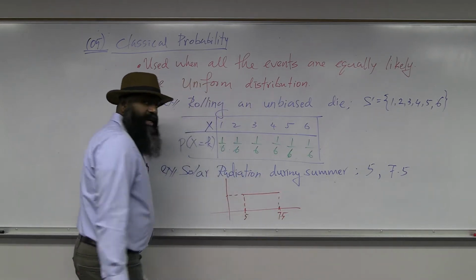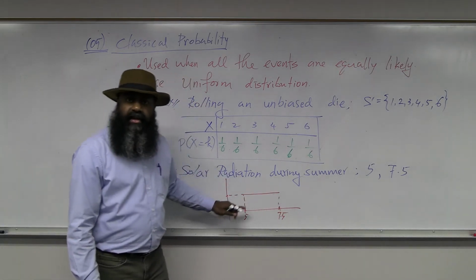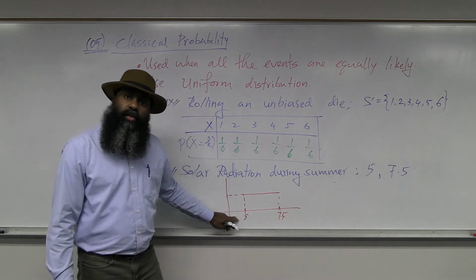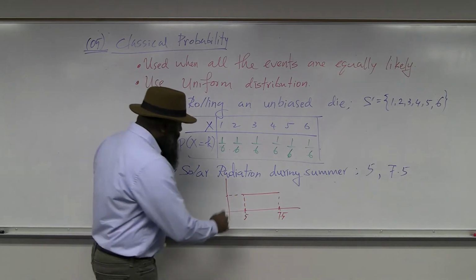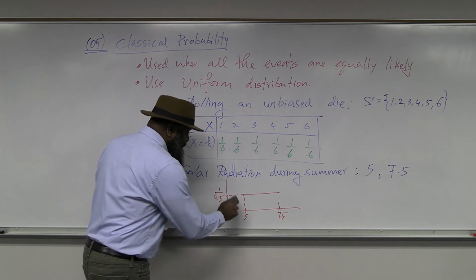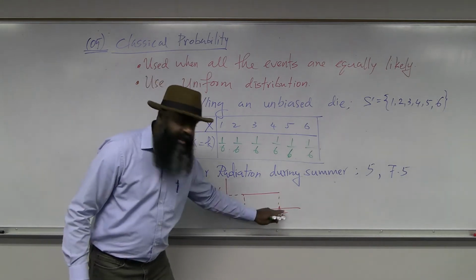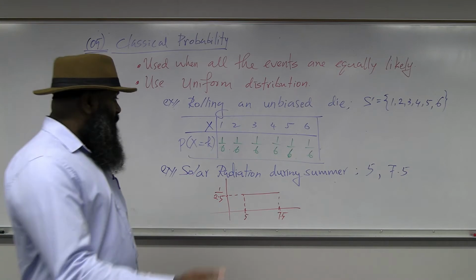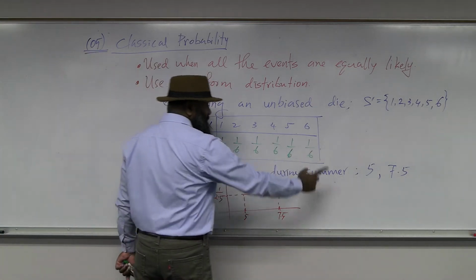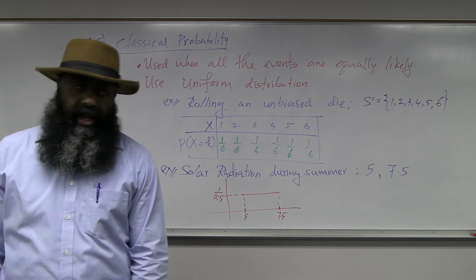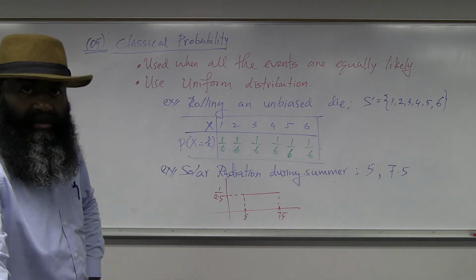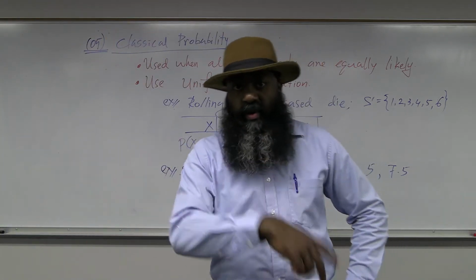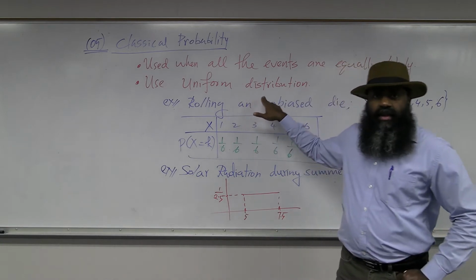And I can define this vertical height. We need to make sure that this total area is equal to 1 unit. So this length is 7.5 minus 5, which is 2.5. So the vertical height should be 1 over 2.5, so that the area of this rectangle, which is this side times the other side, is equal to 1 unit. Because we need the total probability to be equal to 1 unit. If you look at the previous example, 1/6 is added 6 times, which means the total probability is equal to 1 unit. Okay? So that's the classical probability. When the outcomes are equally likely, we go for the classical probability using the uniform probability distribution.